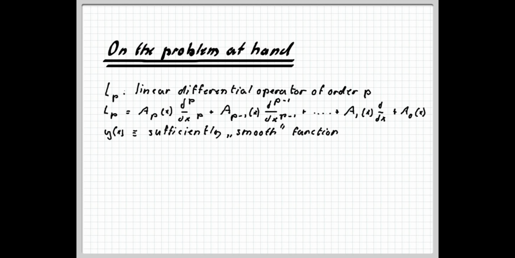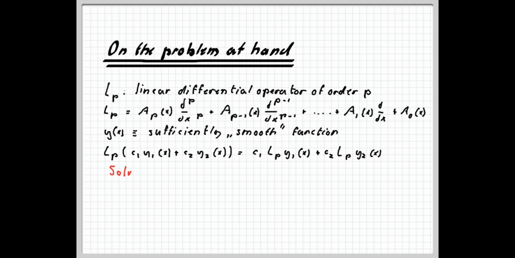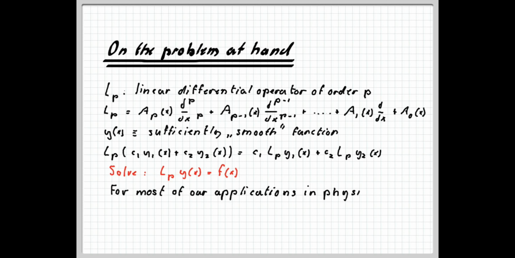To help you remember, linearity implied. The name of the game is to solve this equation. That means find the function y, given a function f(x), so that if L operates on y, it reproduces f(x). In most cases, at least in physics, the maximum order of the differential operator is p equals 2, second order differential equations. And we usually write it in its most generic form as such.